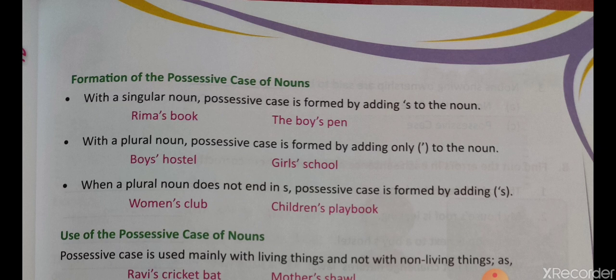Second is with a plural noun, possessive case is formed by adding only apostrophe to the noun. For example, boys' hostel. All right. Whenever the word is plural, for example, this money belongs to the students of the class. So students is already plural. We cannot write student's, because that will become a single student. This student is already a singular noun. So student apostrophe s makes it a singular noun, not a plural noun.